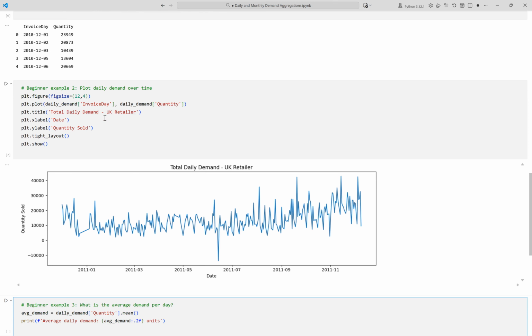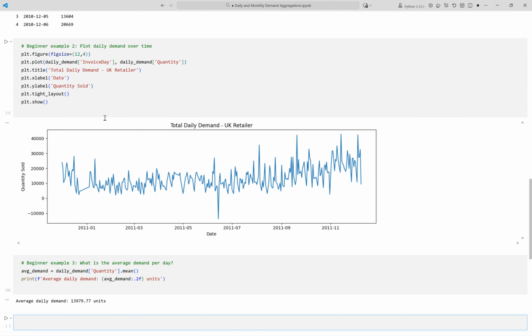Running the cell now. This output shows the average number of units sold per day, calculated from the daily demand data. Notice the value, around 13,980 units, which gives a sense of typical daily sales volume. Understanding this average demand is crucial for planning inventory and production to meet customer needs without overstocking. Is your company ordering below or above average? Compare this to current inventory levels.